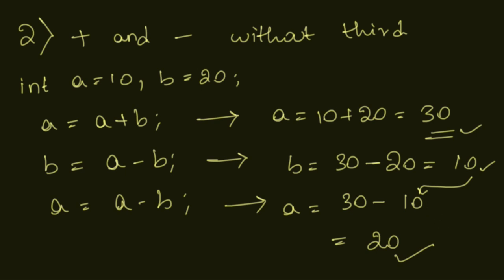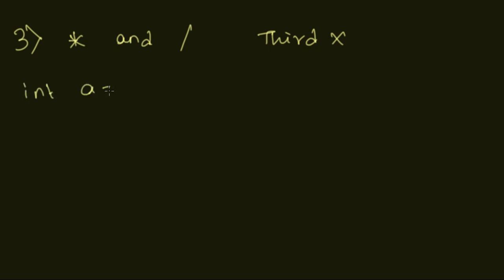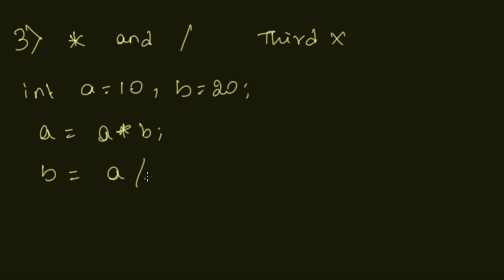Let us talk about the third way of implementing this. The third way is to use multiplication and division. In this also you are not going to use any third variable. So firstly, I am going to assign the values of a to 10 and b to 20. Now I am going to store the multiplication of a and b into a. Later, to get the value of b, I am going to divide a by b. Now, in order to get the value of a, I am going to divide a by b. Let's see what's happening in these three steps.